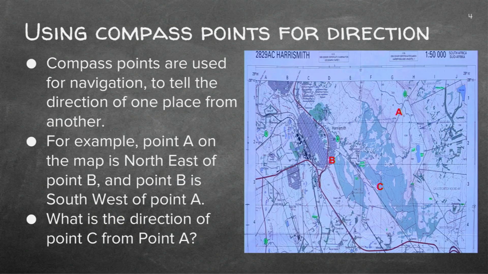Now here is the map, and we have three points. I have put three points on this map, points A, B, and C. Let's see if we can tell the direction of one point from the other. An example is point A on the map from point B. What is the direction of point A from point B? Because I am saying from point B, then B becomes your starting point. So if you are at point B, what will be the direction of A?